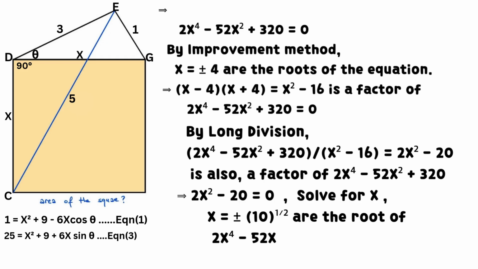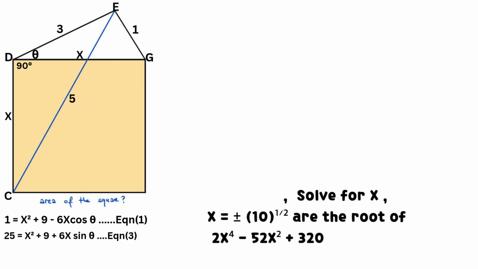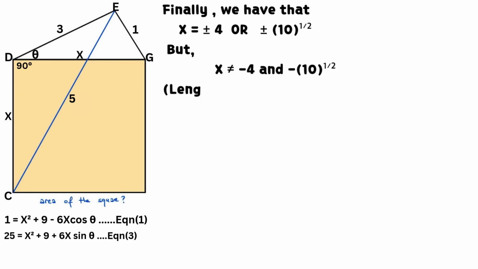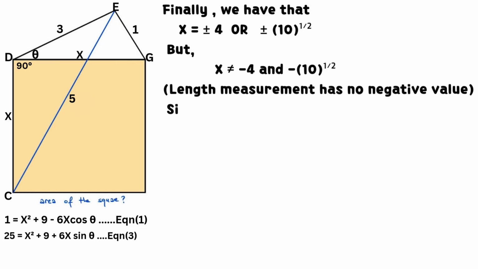This implies that 2 times x squared minus 20 equals 0. Hence, solving for x, we have that x equals plus or minus the square root of 10 are the roots of the 4th power derived equation. Finally, we have that x equals plus or minus 4, or plus or minus the square root of 10. But x is not equal to negative 4 and negative square root of 10. This is because length measurement has no negative value.